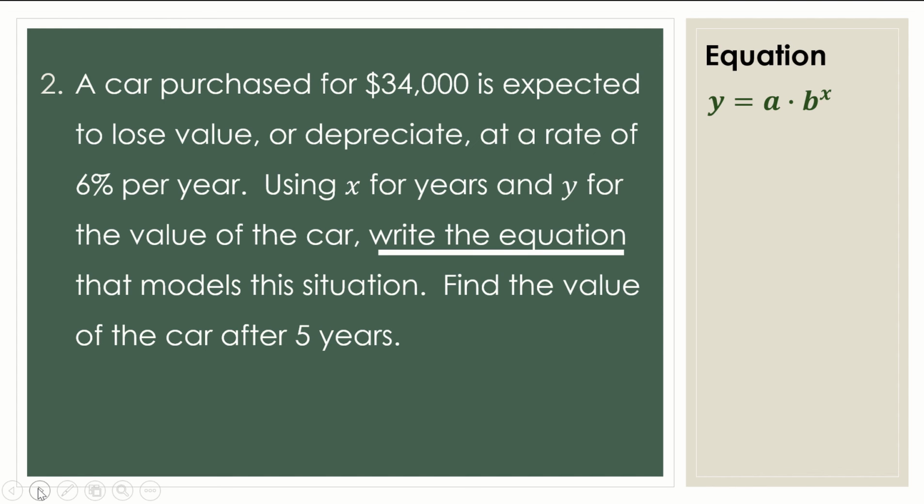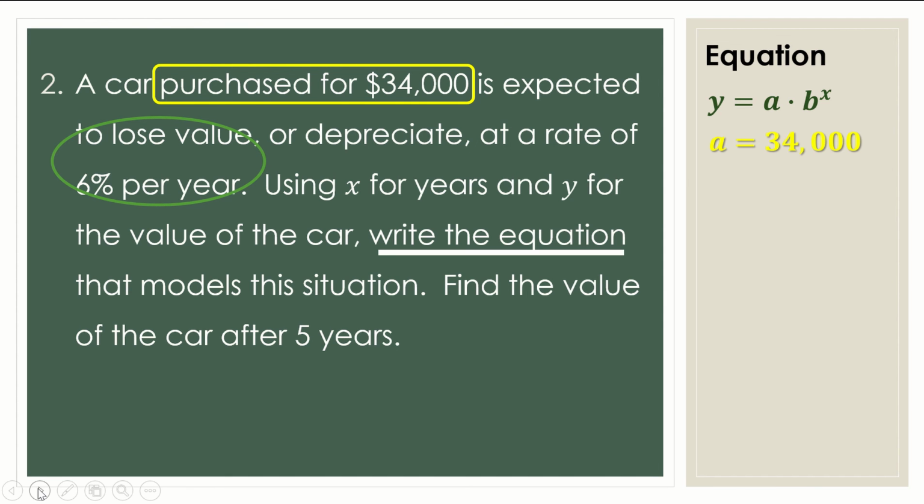The equation for this exponential is y equals a, initial amount, times b, the growth or decay rate, raised to the x time. The car was purchased for an initial amount of $34,000, so that is our starting or initial amount a. For our b value, we see that it depreciates, or loses value, by 6% per year. We can convert that 6% to a decimal as 0.06, but this time we're going to do 1 minus 0.06, since we are losing or depreciating in value, to come up with a decay rate of 0.94.